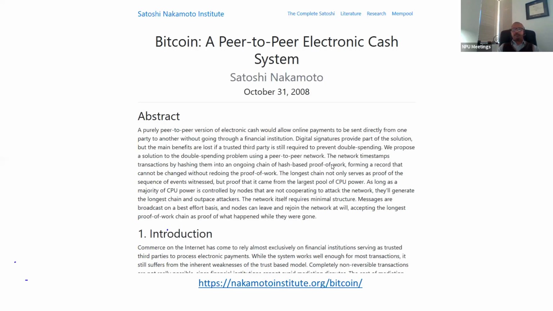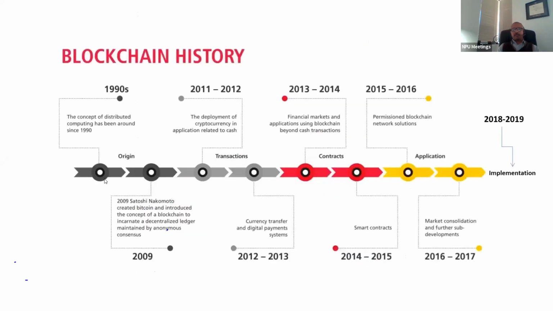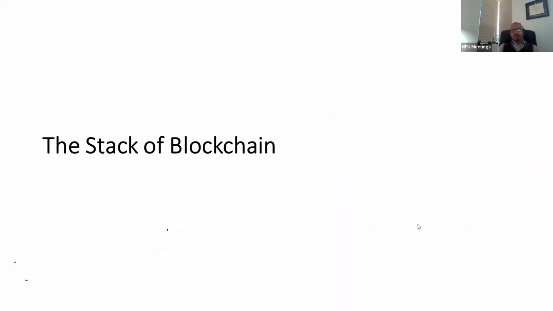and about blockchain. The history of the blockchain, as we progress from the 1990s, because that was the starting point of thinking about distributed systems, all the way until 2018, 2019, which is the implementation. We moved from the case of "explain it to me" to the case of "how can I use it in my company, in my organization," which means I need to see a pilot program. That's the stage you are in 2019.